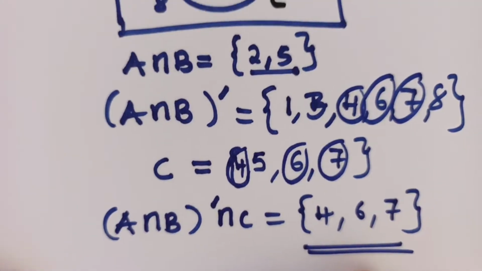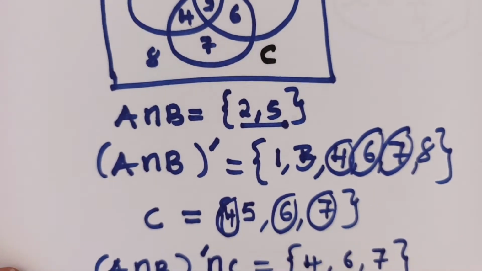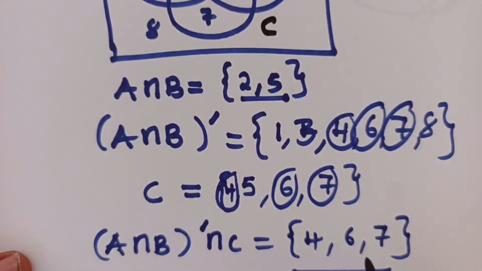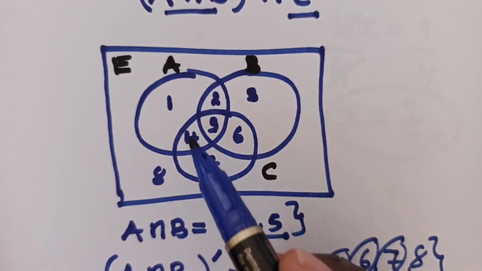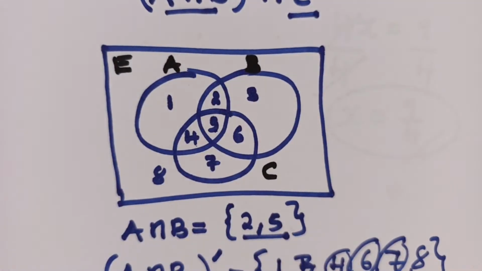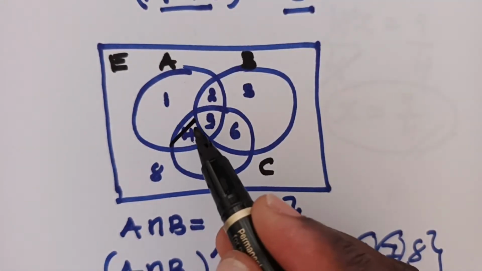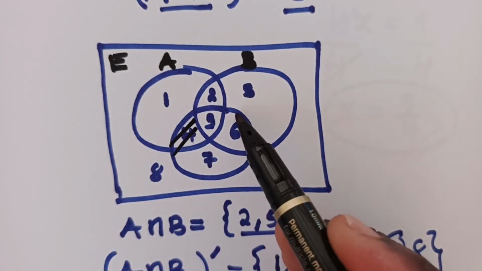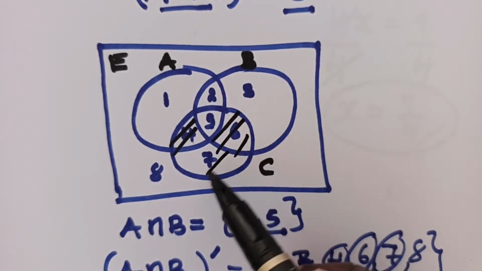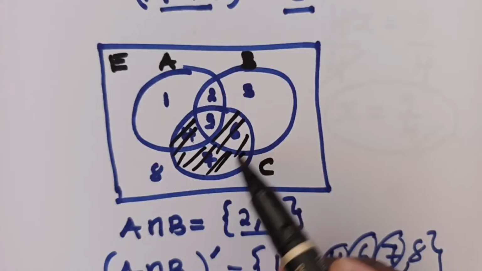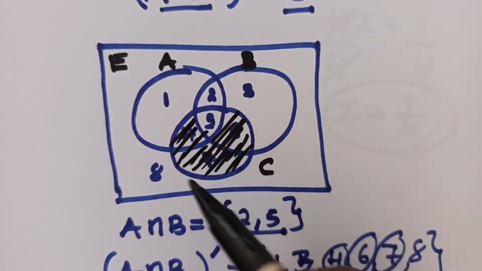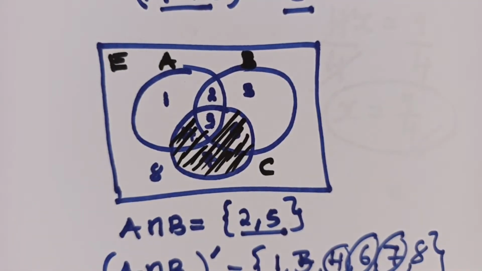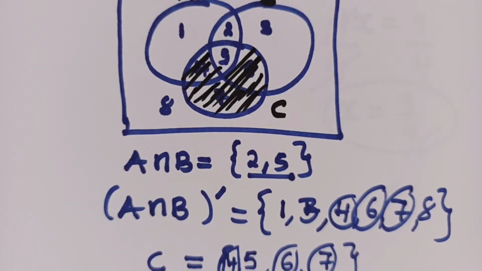Okay. So now you can go where these numbers are found. There's 4, 6, and 7. 4 is right here, so you can shade. 6 is here, you can shade that region. 7 is here, you can shade. And this is the region that we need to shade. Okay, are we together?